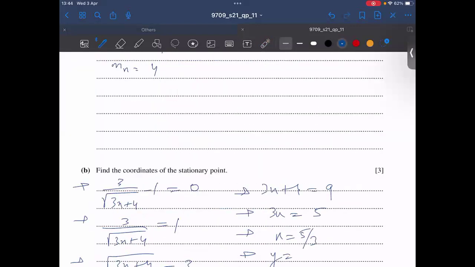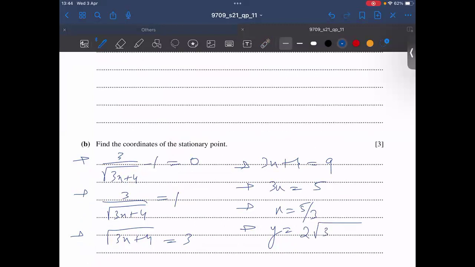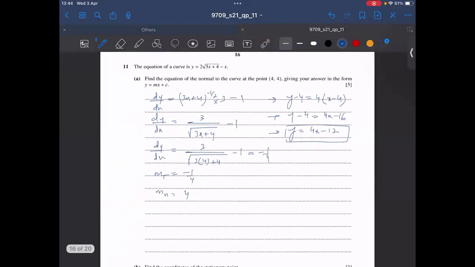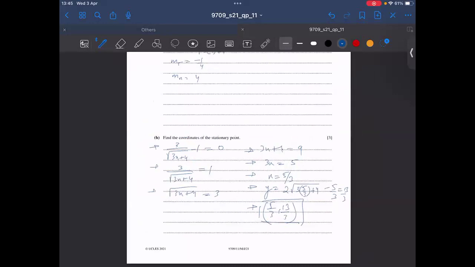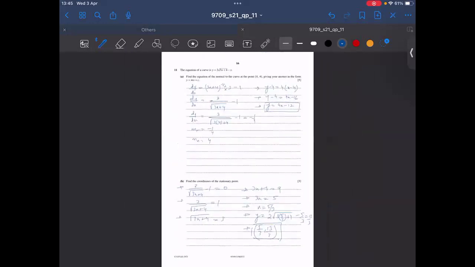2 times the square root of 3 times 5 over 3 plus 4, minus 5 over 3. So 3 times 5 over 3 is 5, plus 4 is 9. The square root of 9 is 3, times 2 is 6. 6 minus 5 over 3 is 18 minus 5, 13 over 3. So 5 over 3 comma 13 over 3. Is it clear or not, both of you? Yes sir.